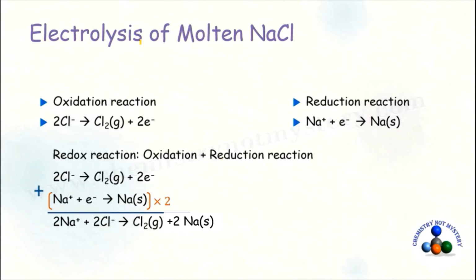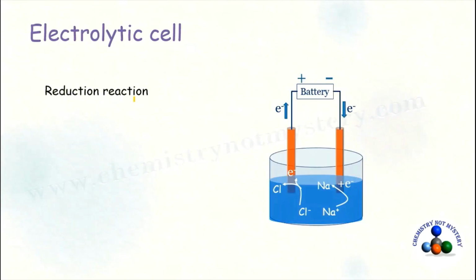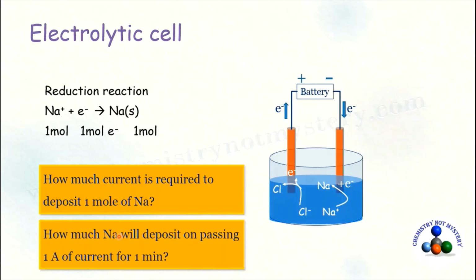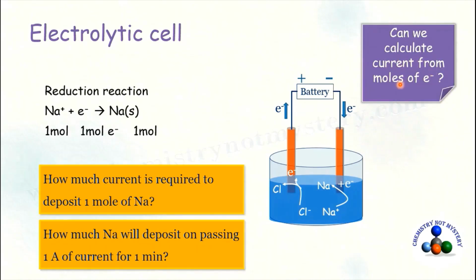So as a result of electrolysis of NaCl, Na will get deposited at cathode and Cl2 gas will liberate at anode. So let's re-examine the reduction reaction taking place at cathode. When 1 mole of sodium ion gains 1 mole of electron, 1 mole of sodium metal is produced. Is it possible for us to calculate the amount of current required to deposit 1 mole of sodium? Or is it possible for us to calculate the amount of sodium deposited on passing 1 ampere of current for 1 minute? That means, can we calculate or convert the current from moles of electrons?